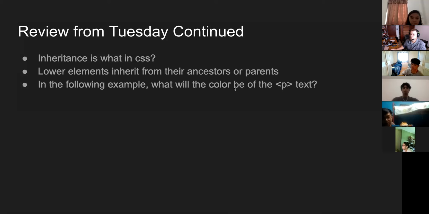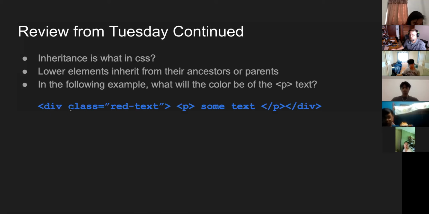Okay, in the following example, what will be the color of the p text? So here's the example. You have div with a class pointing at a style somewhere. This is the given. You have to just imagine with me that there's a CSS selector called red text that exists somewhere. In this code, what will be the color of some text inside the p text here? What will be the color? What do you think?